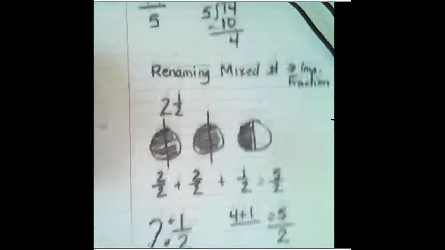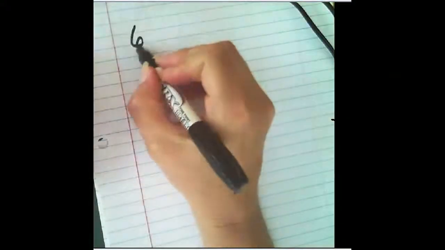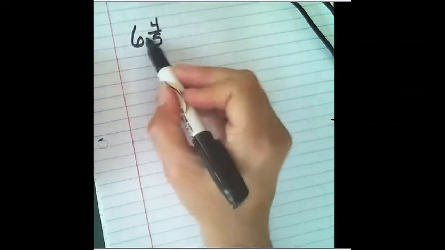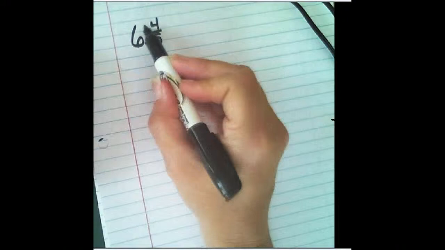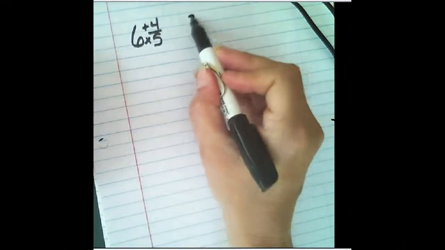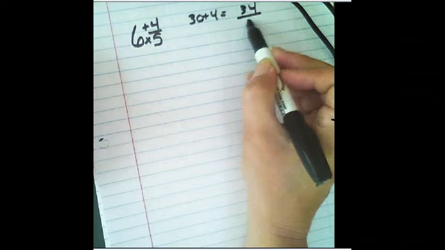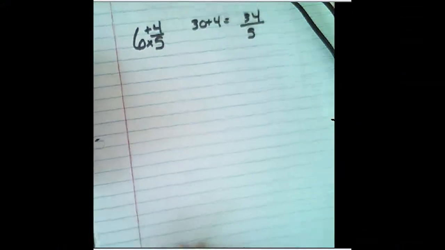So let's look at a couple of those and see if that makes sense to you. If I have 6 4/5, 6 times 5 is 30. 30 plus 4 is 34. And our denominator is fifths.